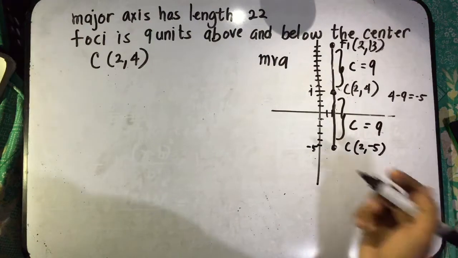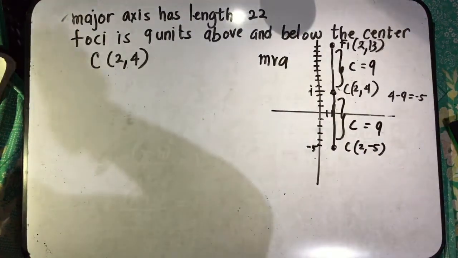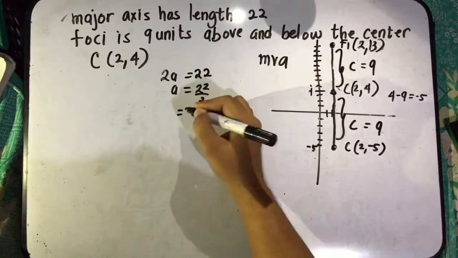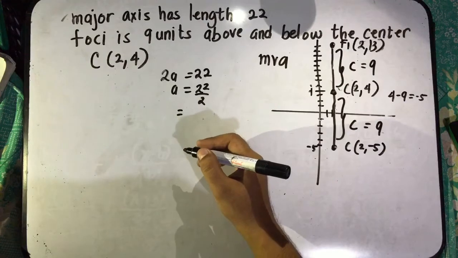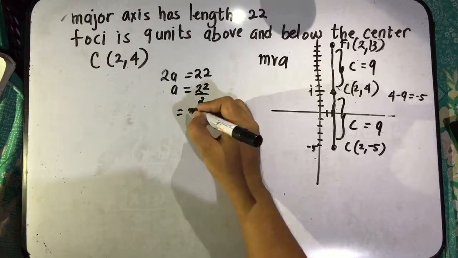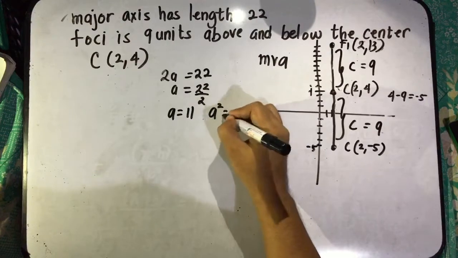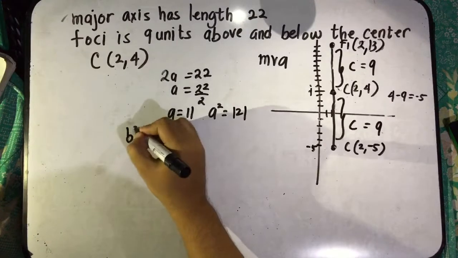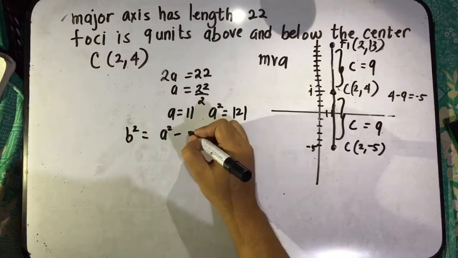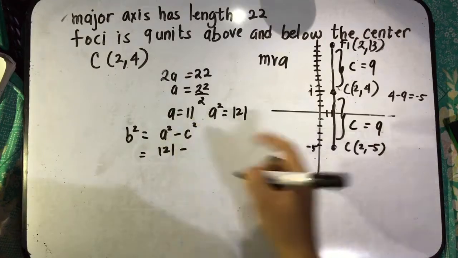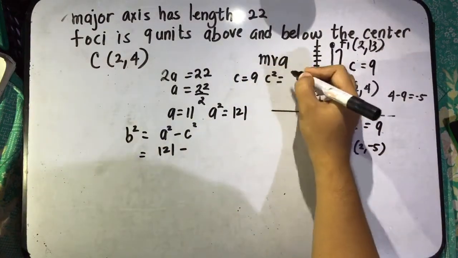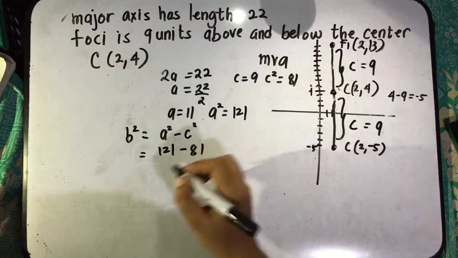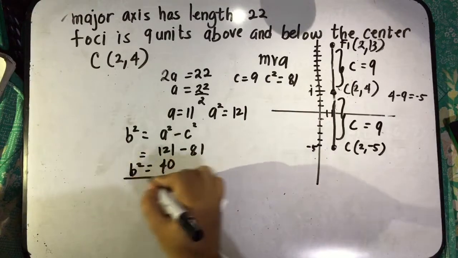So, kung A and B yung kulang natin, sabi sa atin, the first condition is that the major axis has length 22. Therefore, 2A is equal to 22. And that A is 22 over 2. And what is 22 divided by 2? That is 11. And that A squared will be equal to 121. Okay, how do we get B? By using the formula that B squared is equal to A squared minus C squared. A squared is 121. If C is equal to 9, therefore C squared is equal to 81. And that is 121 minus 81. The answer should be 40. B squared now is equal to 40.